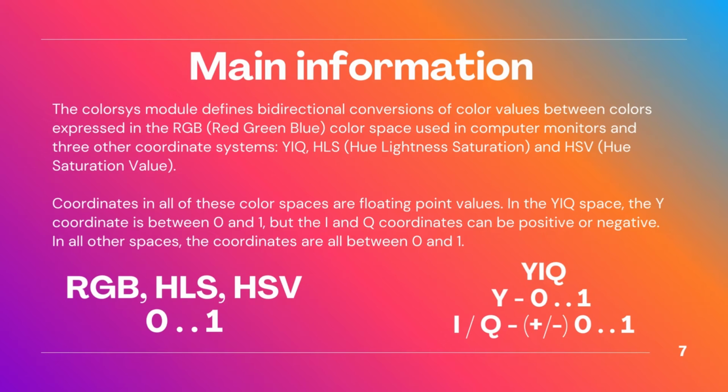And once again, the Colorsys module defines bidirectional conversions of color values between colors expressed in the RGB (red, green, blue) color space used in computer monitors and three other coordinate systems. Coordinates in all of these color spaces are floating point values. In the YIQ space, the Y coordinate is between 0 and 1, but the I and Q coordinates can be positive or negative. In all other spaces, the coordinates are all between 0 and 1.